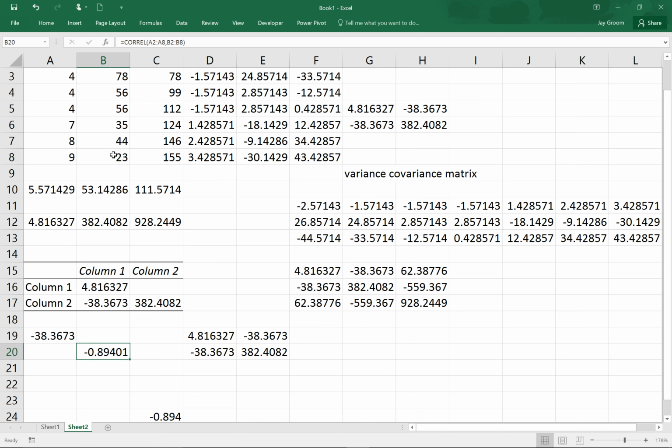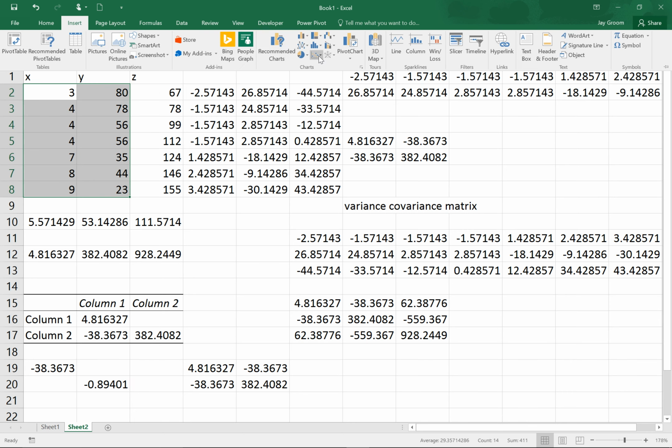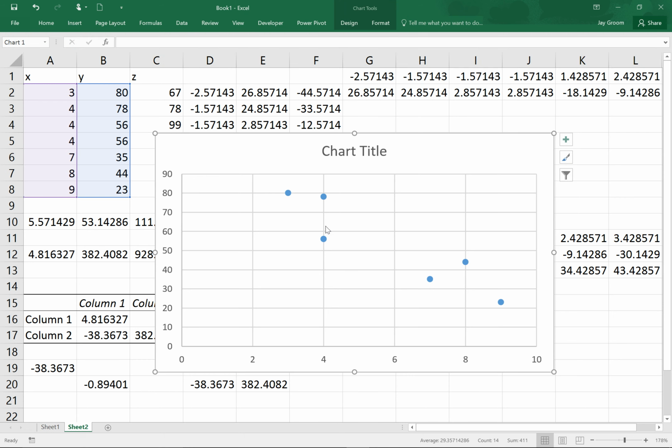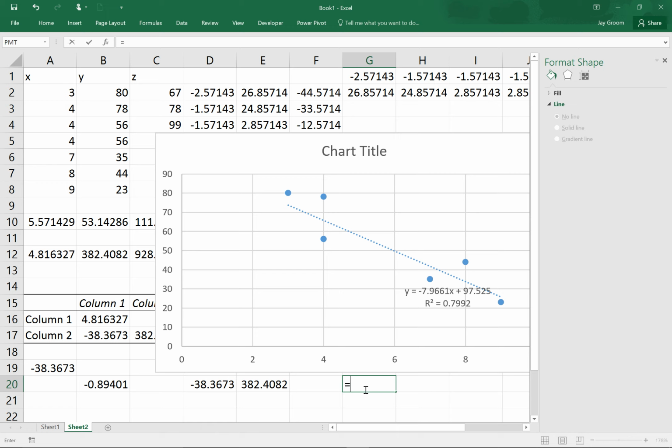You may have seen this back in the day. Some people have probably seen this. Here are my x's and y's. I can make a scatter plot of them, and this is probably where you've seen correlation before. Right click, show trend line. Let's show the equation and show r squared. Well, there's r squared. But remember, if you take the square root of r squared, you will get r.